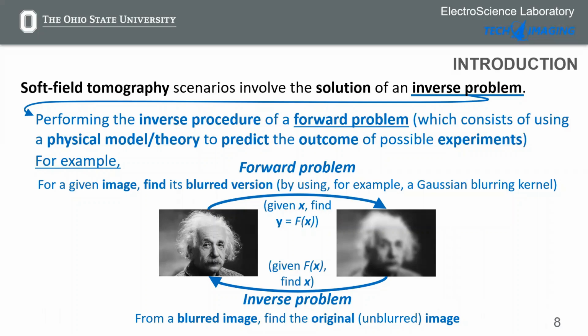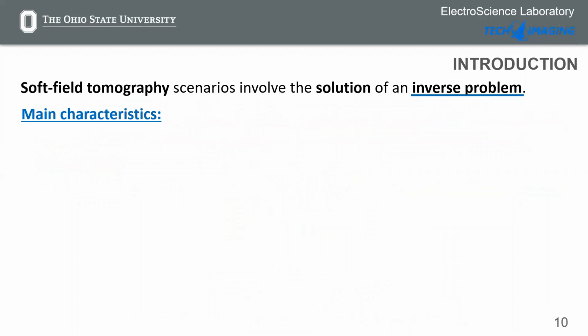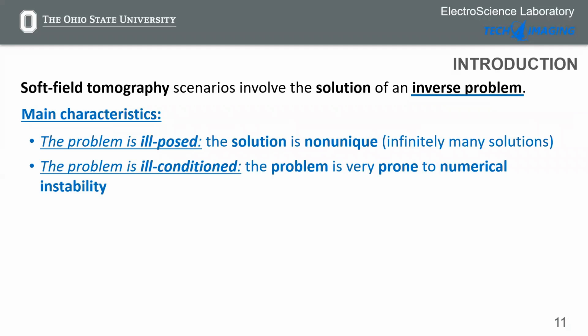Naturally, this last procedure is much more difficult because we need to infer all the details of the image from the blurred image. There are two main characteristics of inverse problems. The first characteristic is that the problem is ill-posed, which means that there are infinitely many solutions, essentially. And the second characteristic is that the problem is ill-conditioned, which means that the problem is very prone to numerical instability.